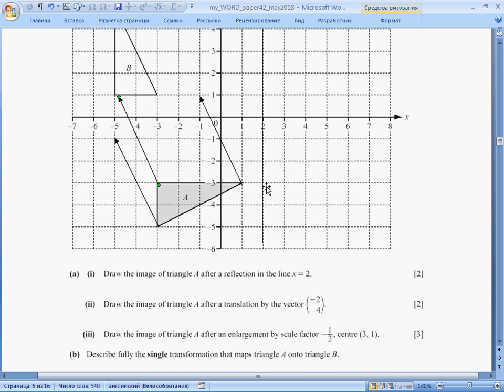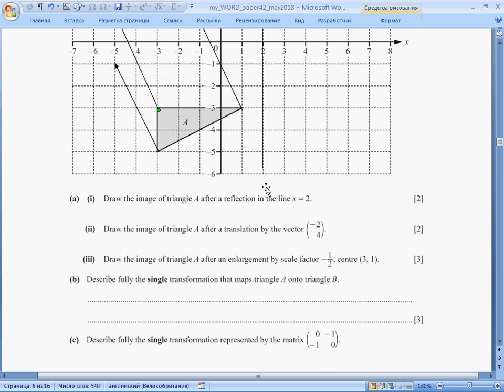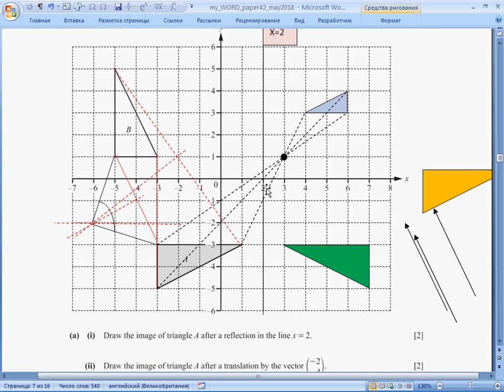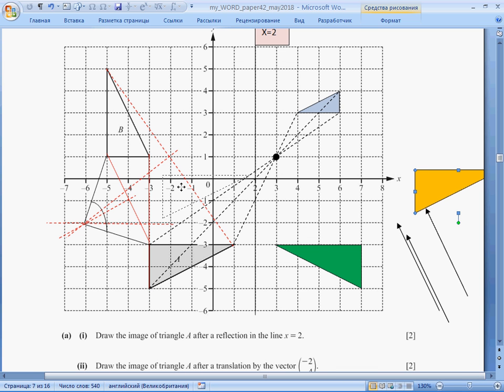Draw the image of the triangle after enlargement by scale factor -1/2, center (3, 0). So this is our solution for the reflection, the green box. This is the solution after translation, the yellow block. So by these vectors we translated.